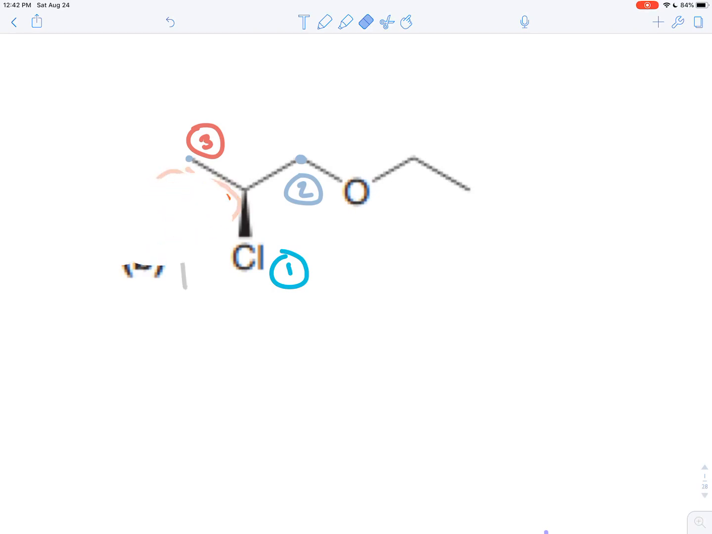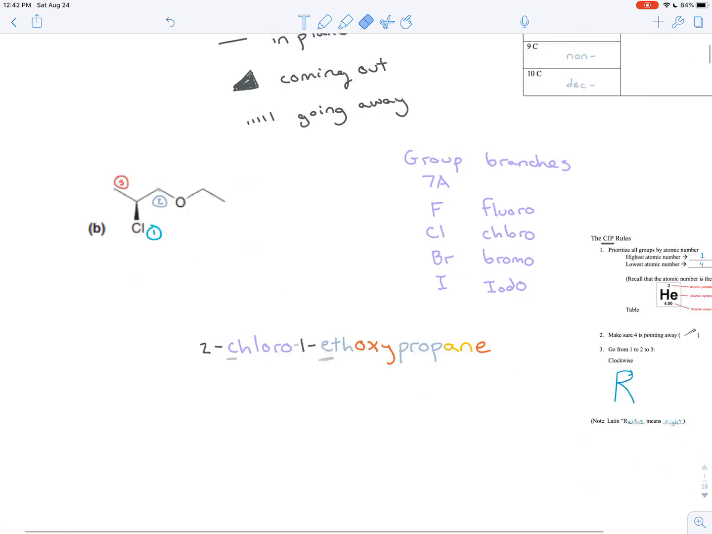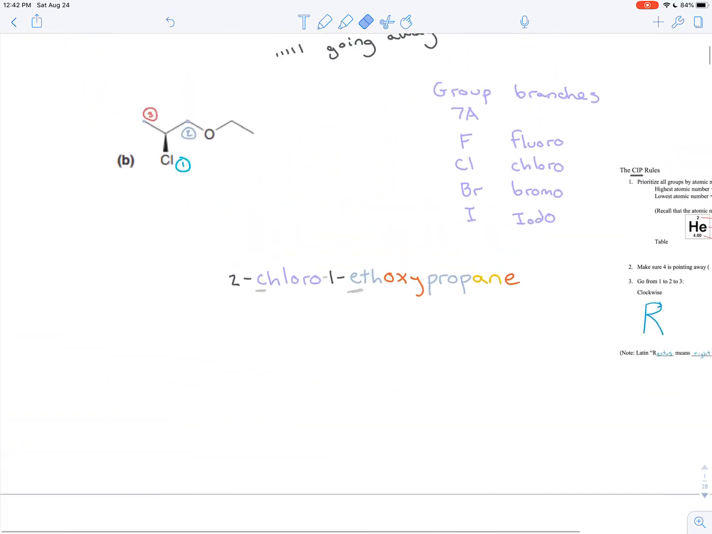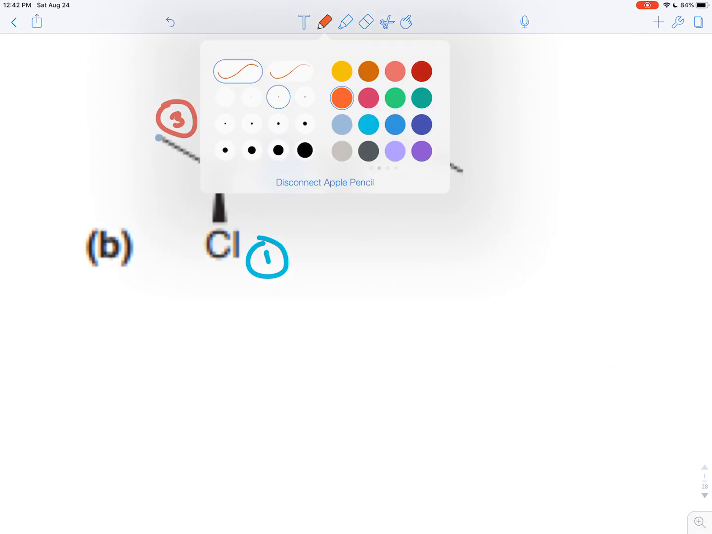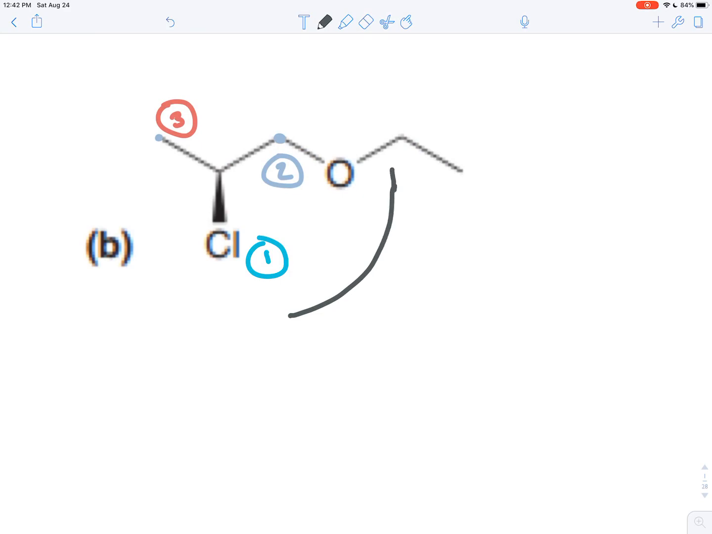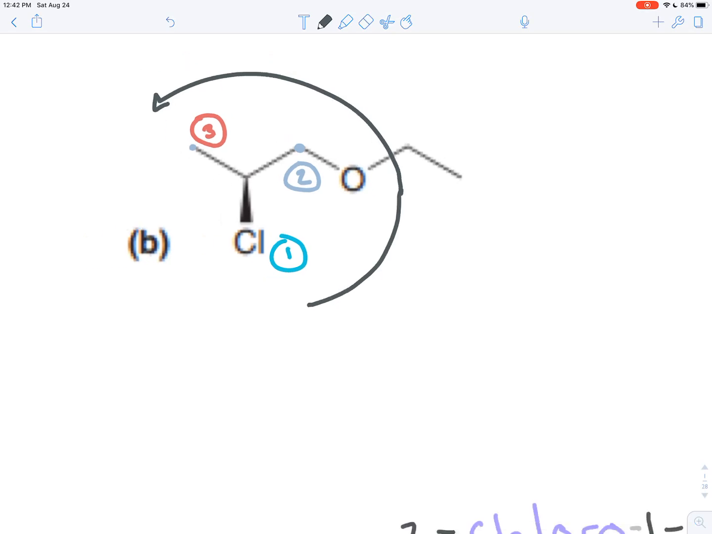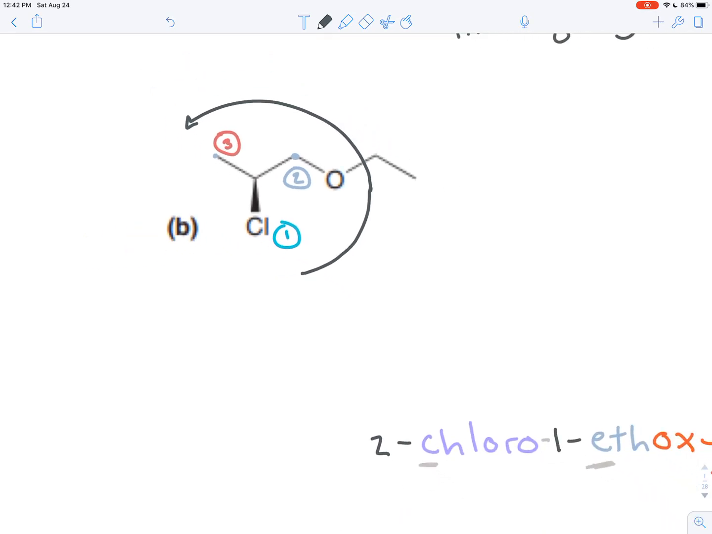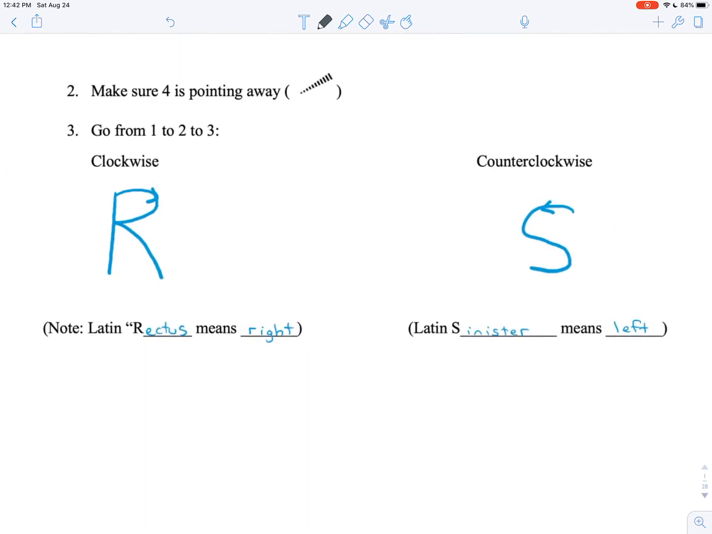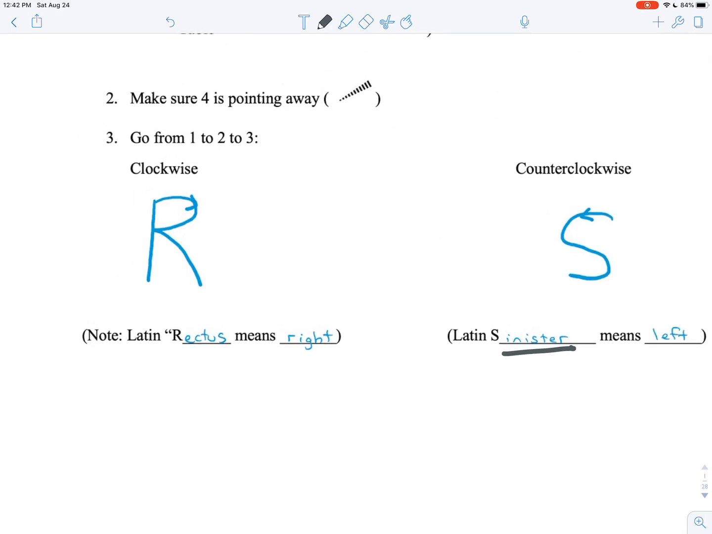For the next step, you ignore 4, and you go from 1 to 2 to 3. If we start at 1, we go to 2, and then we go to 3, you'll notice that you're going counterclockwise. If you're going counterclockwise, that is by convention a left-handed molecule, and it's called S. S comes from the Latin word for sinister, which just means left in Latin. If it were a right-handed molecule, it would be R for rectus, or R for right.